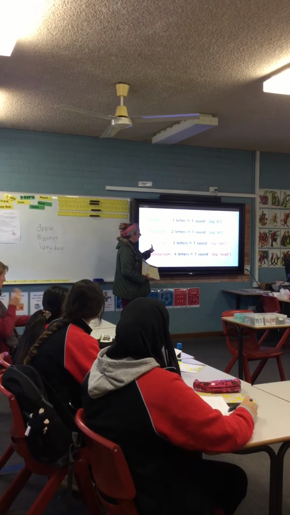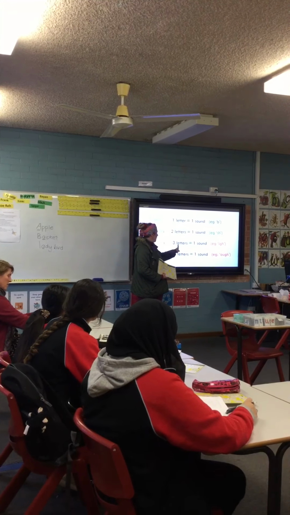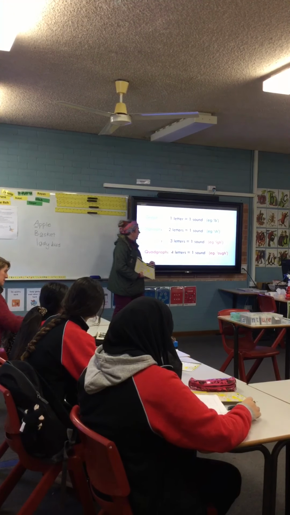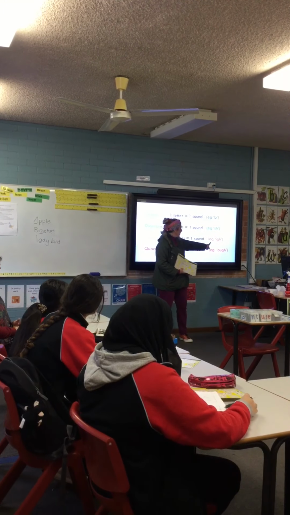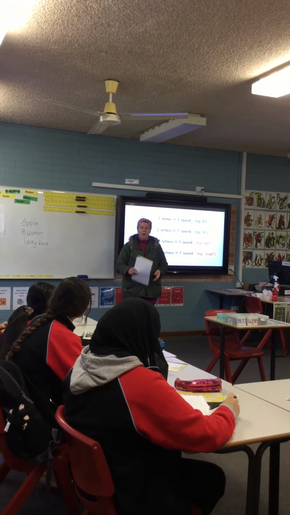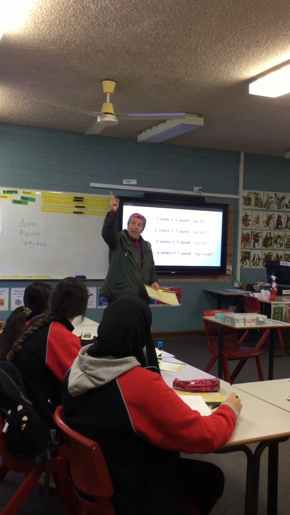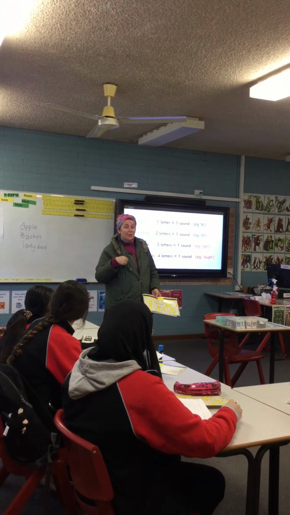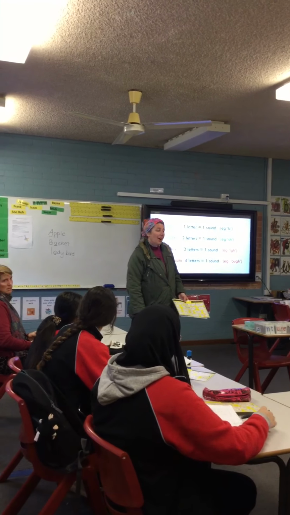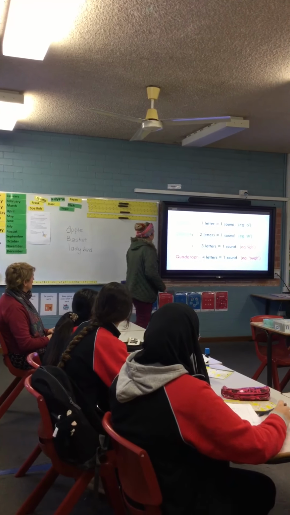Next one, what does this say? Trigraph means three letters, one sound. For example, who knows how I would say I-G-H? How would I pronounce that? I like in light or might or sight. Yeah, I-G-H, the trigraph.